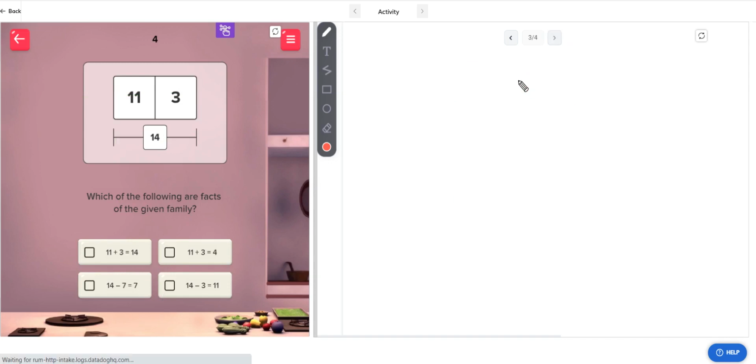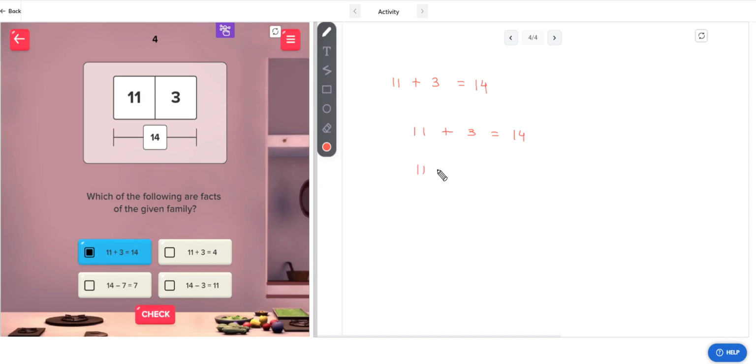The fourth question says which of the following facts are the facts of the given family, right? The given numbers of the family are 11 plus 3, which is equal to a total of 14, right? If you and I were to make a fact family out of this, the first one is 11 plus 3 is equal to 14, which is given right here. The next one is 3 plus 11 equals 14, right? Which is not given right here, but it is the second addition statement, right?